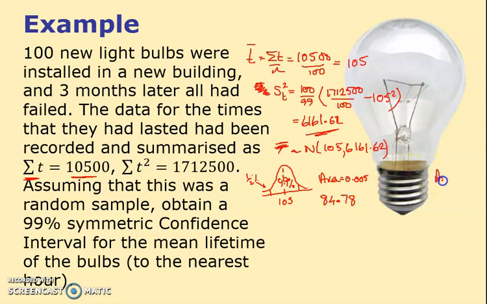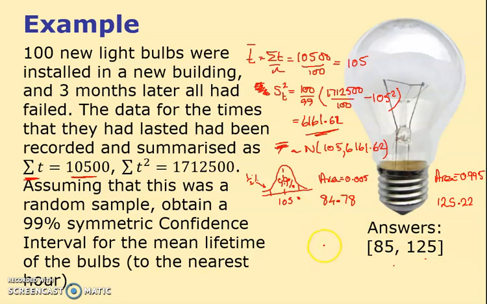And the right hand side of that, so if you like, I'm trying to find this value now, I shall use 0.995. And I get 125.22. So my confidence interval is those rounded, 85 to 125. Okay, I did it to the nearest hour. That's what they wanted as well.